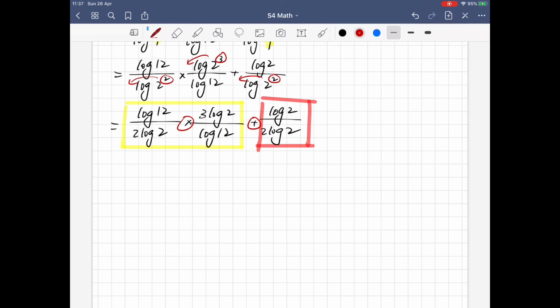Okay, so let's consider the yellow box. Log 2, and then log 12. So that it will become 3/2. Okay? While for the second term, log 2 and log 2 can be cancelled out. So that it will become 1/2. And therefore, the final answer will be 2.